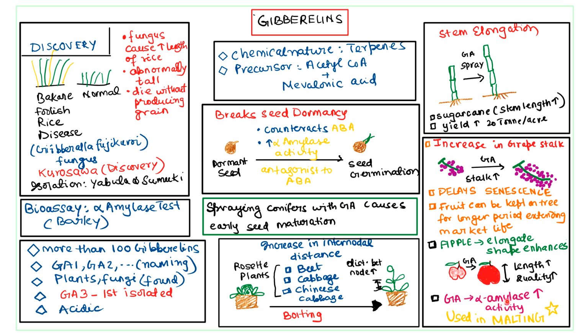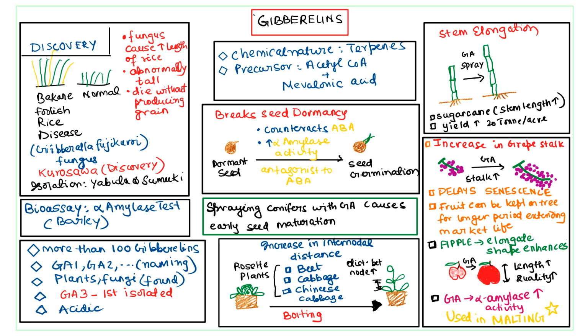Another commercial application of gibberellic acid is in malting. Malting is used in beverage production. We know all the alcoholic beverages are made from grains. When you apply gibberellic acid, it increases germination. When the seeds germinate in a shorter time, the malting process is enhanced. This activity is again due to the increased activity of the enzyme alpha amylase. So that's all about the hormone gibberellins.